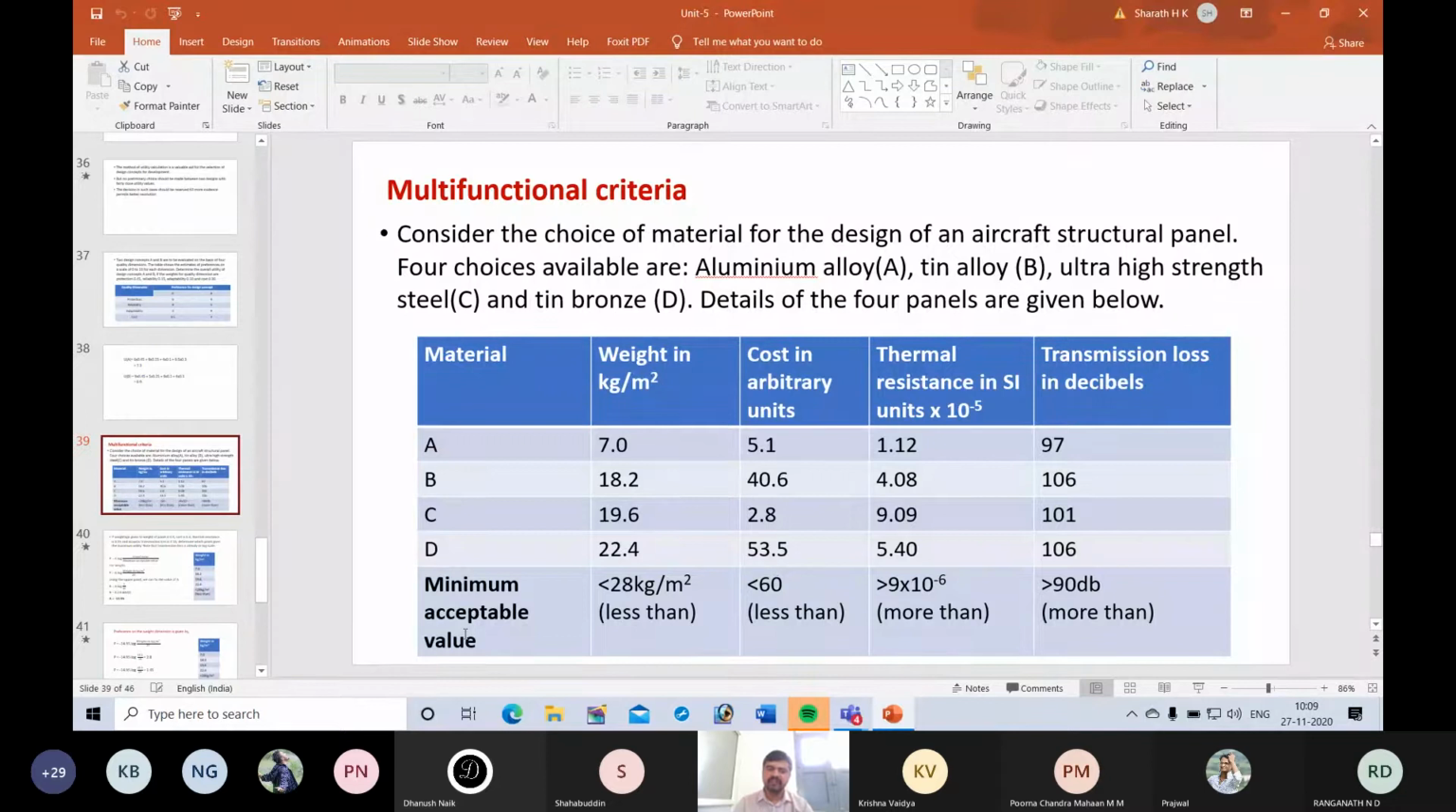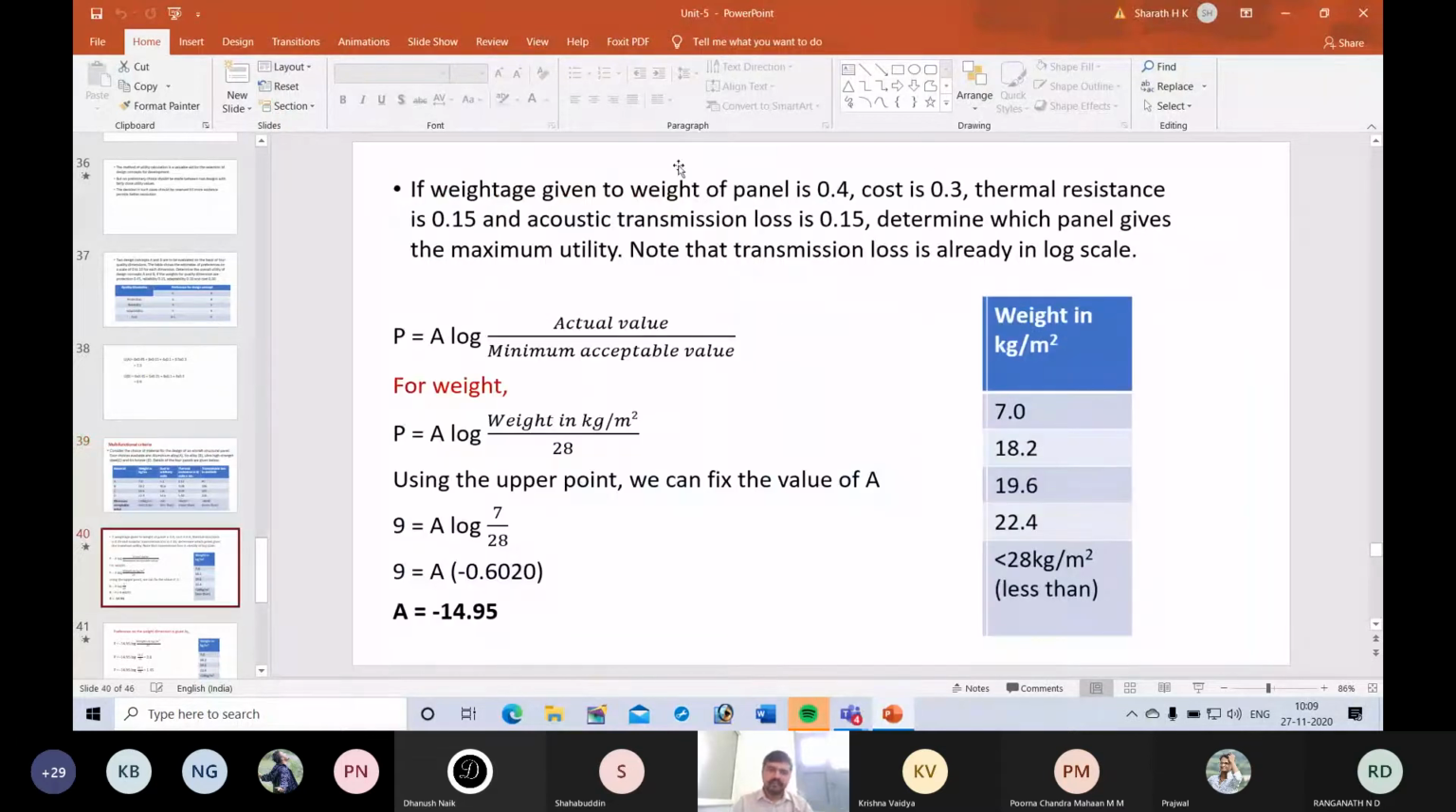Similarly, for cost also there is an acceptable value. It should be less than 6. We don't know the unit, it can be any arbitrary unit. Next, thermal resistance should be more than 9 into 10 power minus 6. Next, transmission loss should be more than 90 decibels. So these are the considerations, all given in the problem itself. So next, if weightage is given to the weight of the panel.